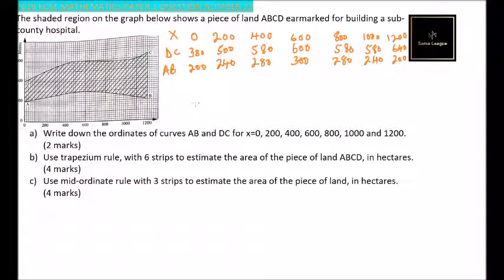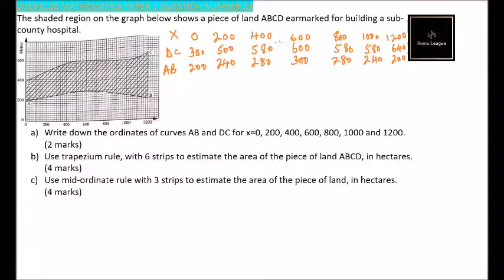We are told to use the trapezium rule with 6 strips to estimate the area of the parcel of land ABCD in hectares. So what we need to do here is to get the area below AB, and we subtract it from the area below DC. That will give us the area. So let's calculate the area under AB. I hope you remember the formula for calculating the area using the trapezium method.